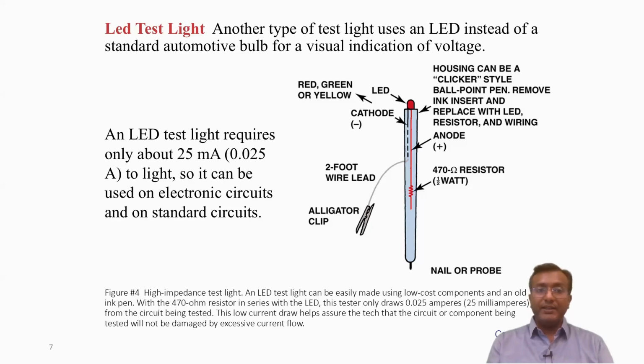An LED test light is ideal for testing circuits without risking high current draws. For example, in troubleshooting a car airbag sensor circuit, an LED test light with low current, that is 0.025 amperes, cannot damage or won't harm the circuit. A standard test light might draw too much current, risking sensor damage, but an LED test light is safe for these applications.